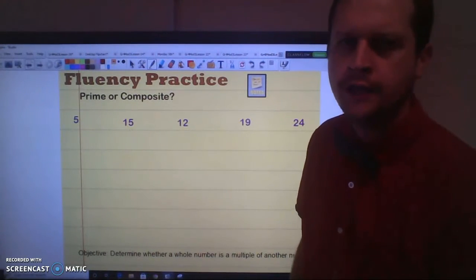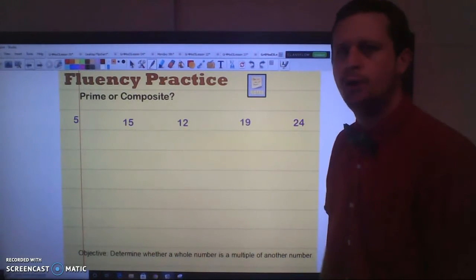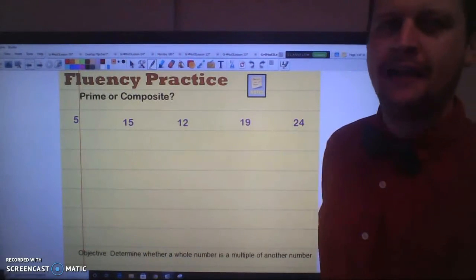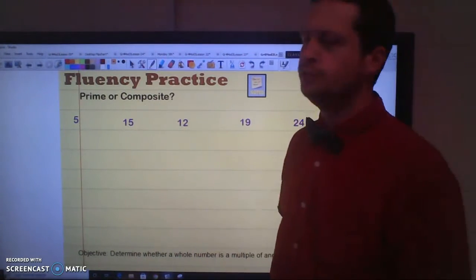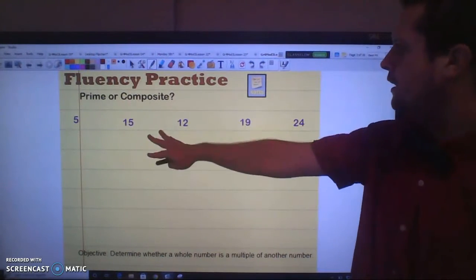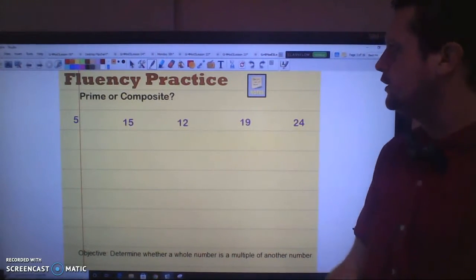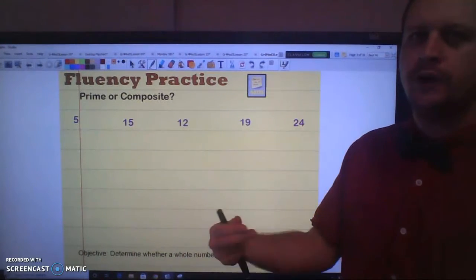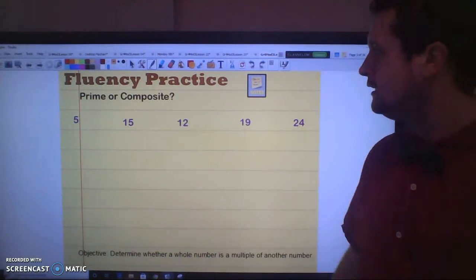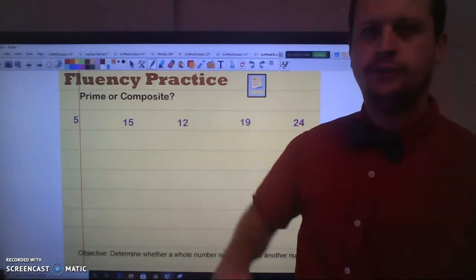Before we get working on today's lesson of multiples, let's just take a quick look back at prime or composite, what we did on Monday and Tuesday. Okay, so we have five numbers here. We're going to determine if they are prime or composite. We're going to do this quickly, in our heads. Okay, so 5. We're looking at 5.